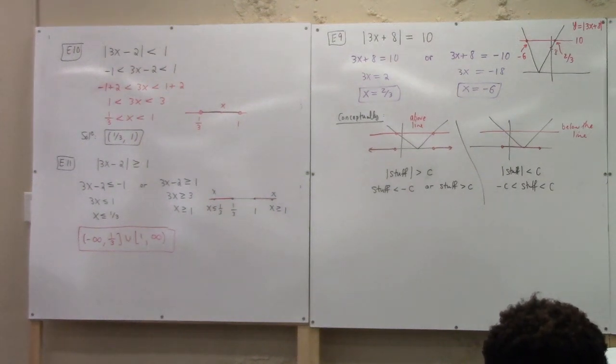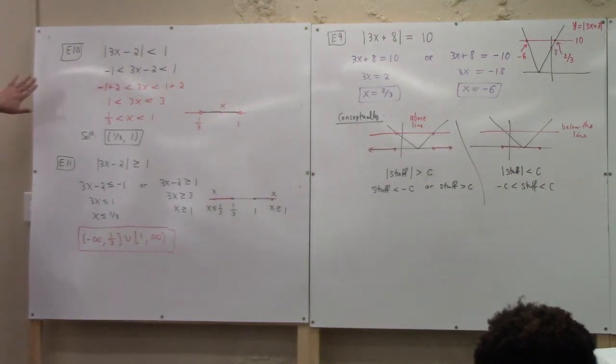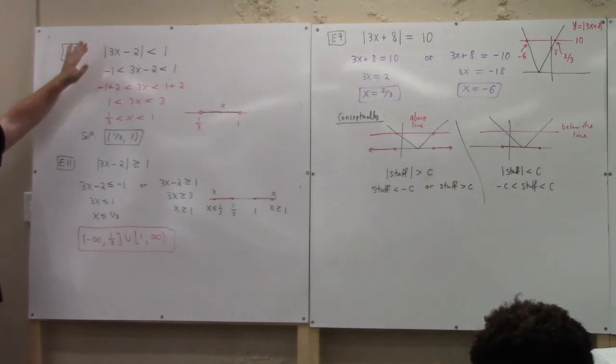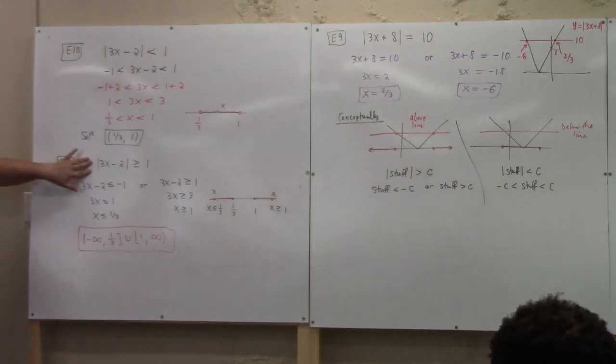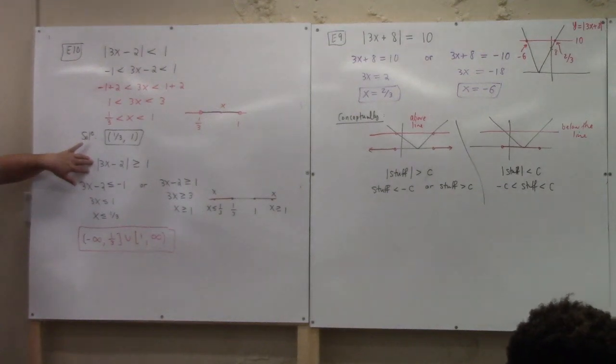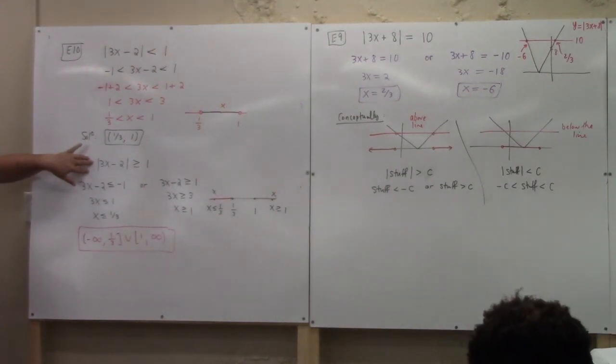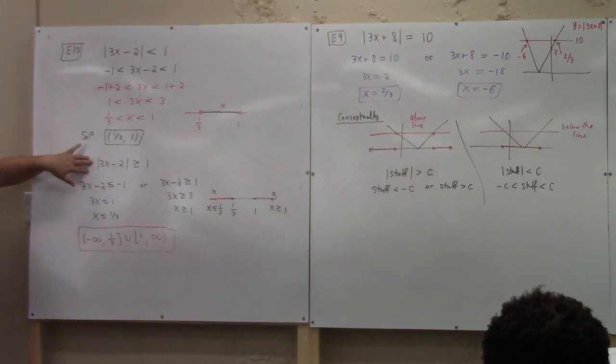This is not an accident, right? These two examples go together. Do you see what I did? It's the same expression, 3x minus 2 less than 1, 3x minus 2 greater than or equal to 1, right? Think about this. It's either less than 1 or it's greater than or equal to 1. That has to be everything.